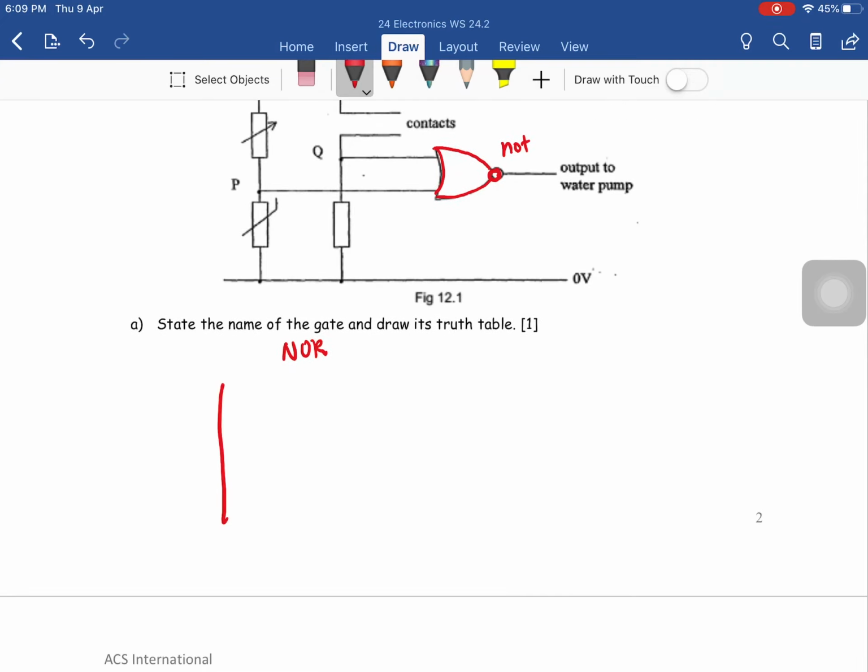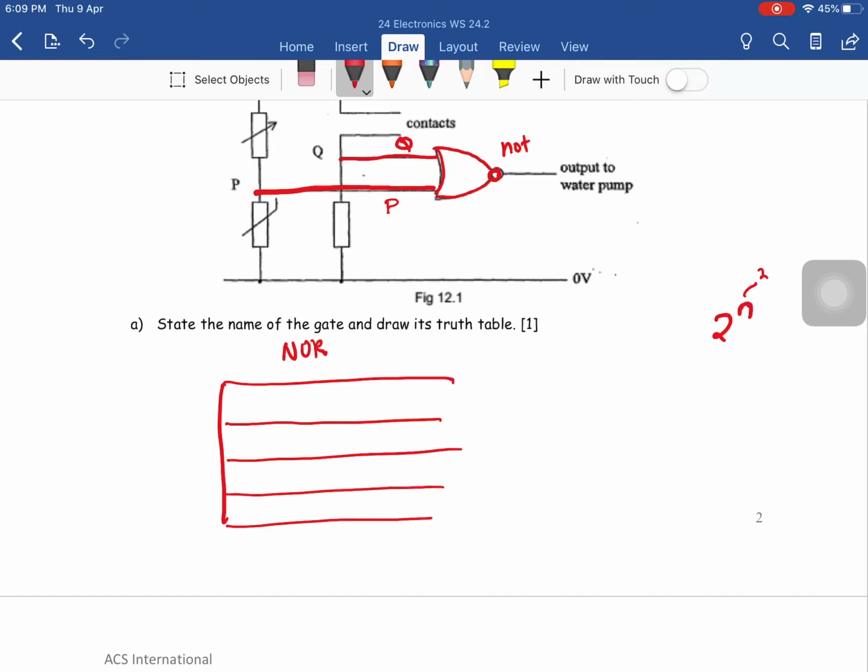Alright, how do we draw the truth table? So before I start, let's look. How many inputs are there? 1, which is Q, and 2, this is P. So since there are 2 inputs, I need to have 2 to the power of n, right? Where n is 2. So 4 rows. So 1, 2, 3, 4. I'm going to draw one more so that I have my heading. So this is P. This is input Q.